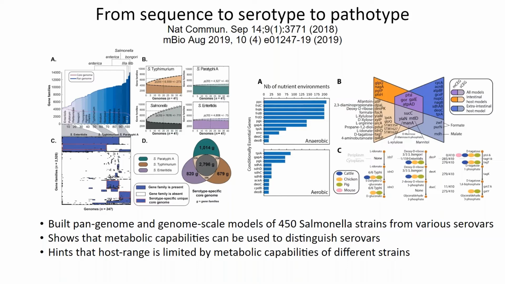And we've actually looked at pan-genomes of different serotypes and tried to understand if there's certain sets of genes or certain sets of metabolic capabilities that track along with the different serotypes and pathotypes of Salmonella strains. And we showed that certain metabolic capabilities could be used to distinguish these different serovars and serotypes. And of course, that hints that these host ranges are limited by the metabolic capabilities of different strains.